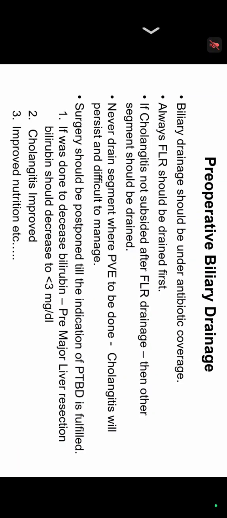Okay, so it should be done under cover of antibiotics, and the FLR should always be drained first. If you're planning to do portal vein embolization, then it's better not to drain that particular lobe of the liver, because once infection sets into that part of the liver, then it will be very difficult. And that's one of the reasons why a lot of hilar cholangiocarcinoma becomes unresectable, because the sepsis doesn't go away. So you need to be careful there as well. Okay. And ideally, you should wait for bilirubin to come down to less than 3 before you plan for the resection, and obviously cholangitis needs to improve, and nutrition has to be tackled during that time as well.